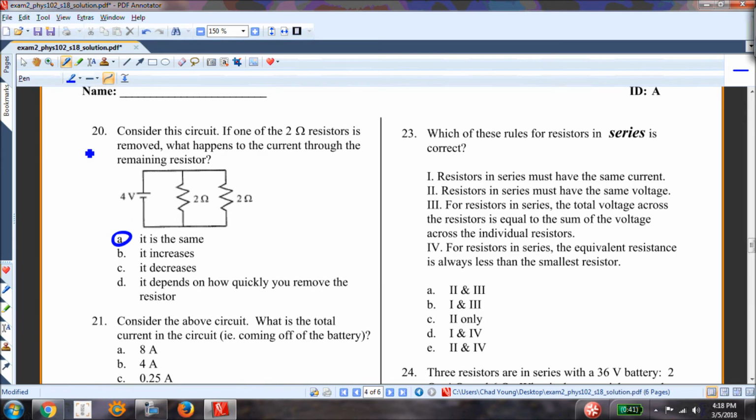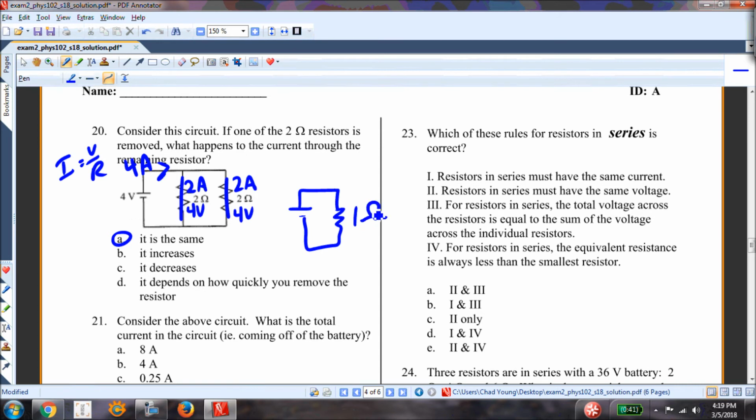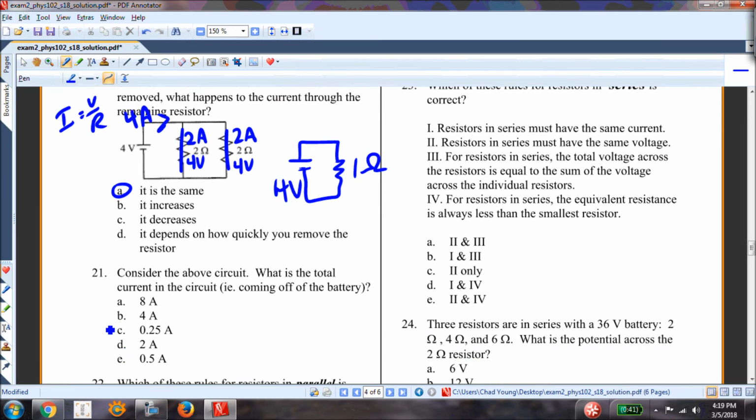And likewise, let's look at the next one. If I want to know the current, well, I have I as V over R. So I have 2 amps in this one because I have 4 volts. Likewise, I have 4 volts and I have 2 amps here. So I have 2 amps going here and 2 amps going here. That means I have to have 4 amps going here. Another way you could do that is to realize that the equivalent resistance of 2 ohm resistors in parallel is 1 ohm. That's 1 over a half plus a half. If I hook that up to a 4-volt battery, then I'm going to have a total of 4 amps. And so that's the answer for this one. 21 is going to be B.